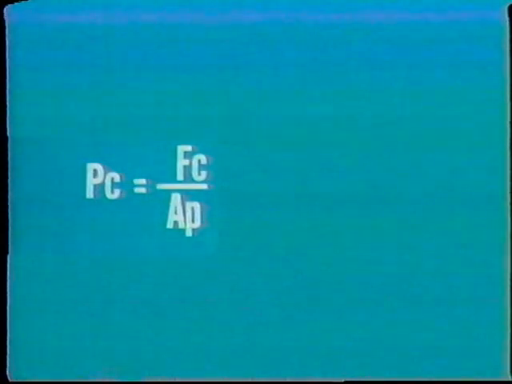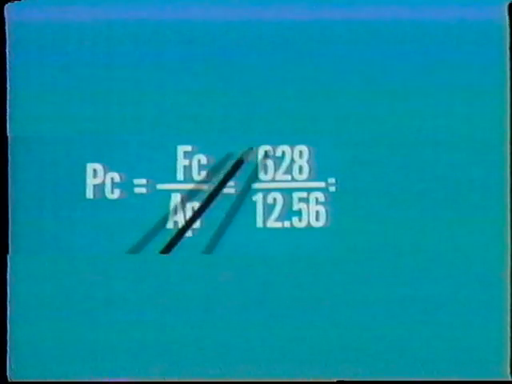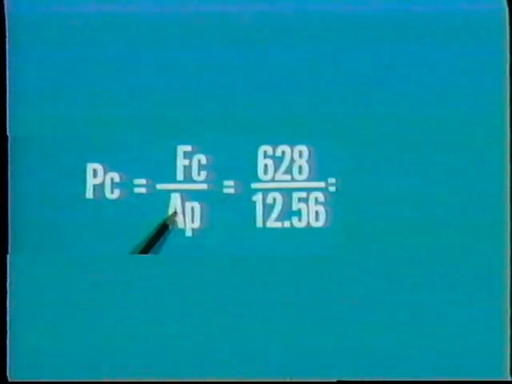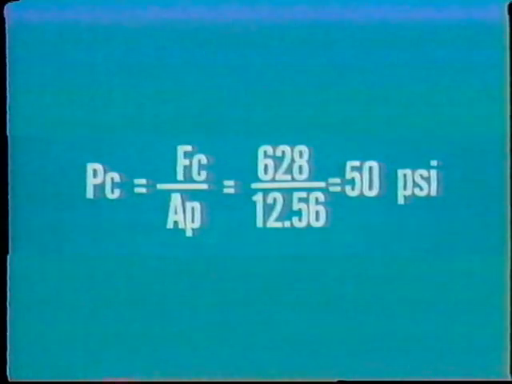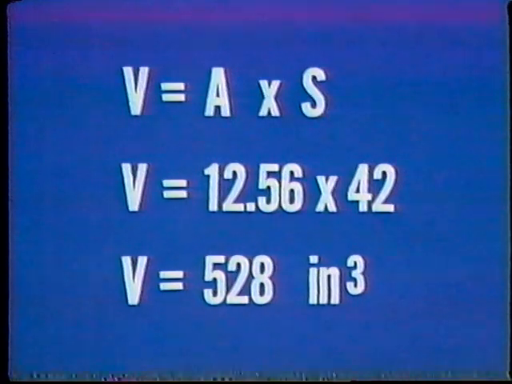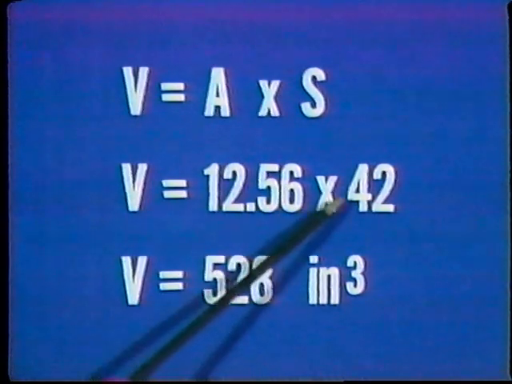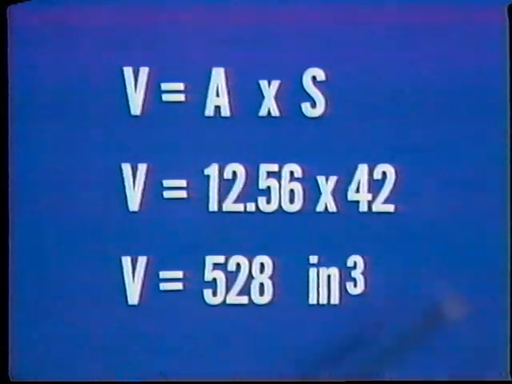So we use this formula. The force exerted by the rod is 628 pounds. And we've substituted the area of the piston. It's 12.56 square inches. By dividing, we find that the air pressure at the cap end must be 50 psi. We also need to know the cylinder volume. It is the piston area times the stroke, or the 12.56 square inches times the stroke of 42 inches. The cylinder volume, then, is 528 cubic inches.